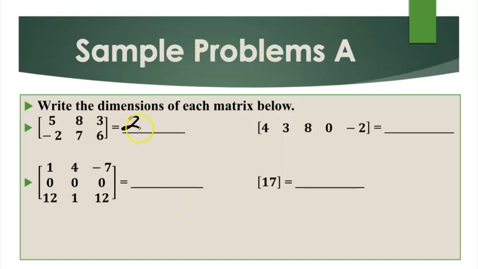Next, we have 2 rows of 3 columns. This one's 1 row of 1, 2, 3, 4, 5 columns. Next, we got 1, 2, 3 rows of 1, 2, 3 columns. And I have 1 row of 1 column.